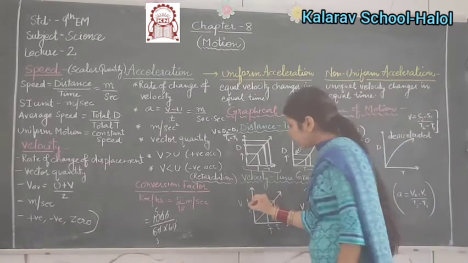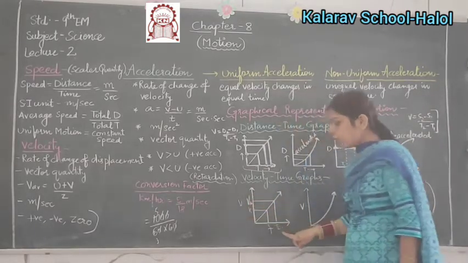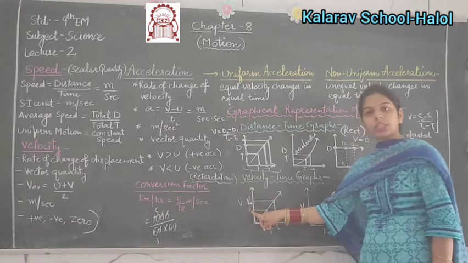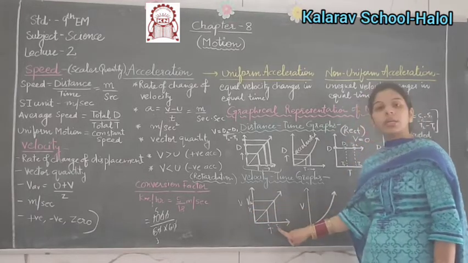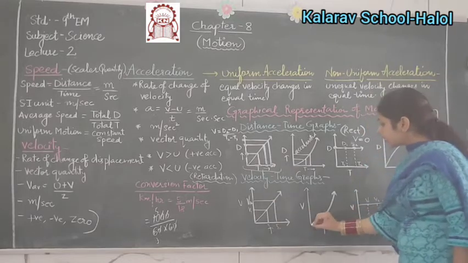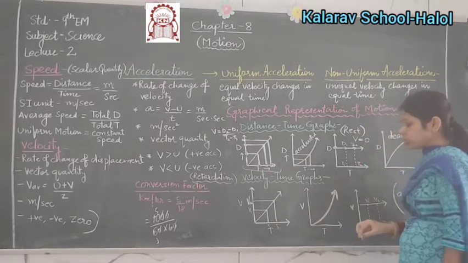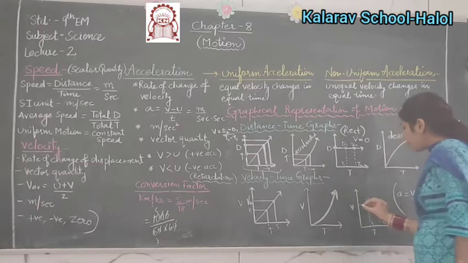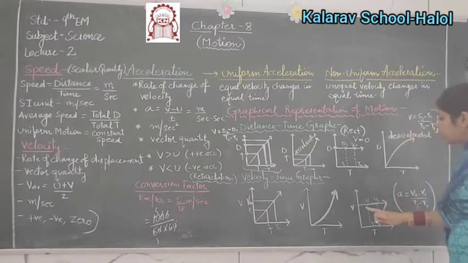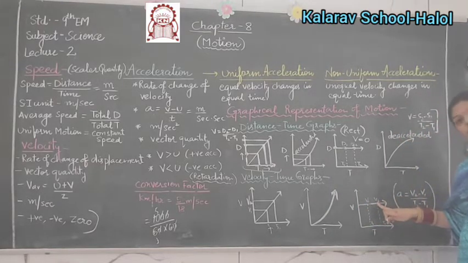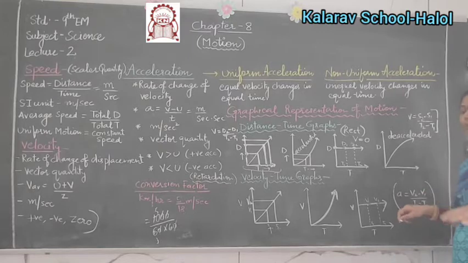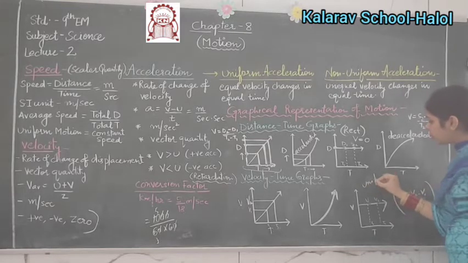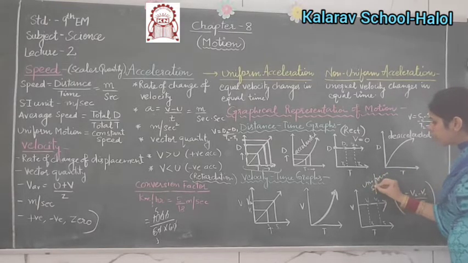In the velocity time graph, it is for uniform motion as equal velocity changes in equal intervals of time. Here there is an increase in velocity, so it is accelerated. But here velocity remains the same. It is for the object moving with the same speed or uniform speed. So the object is moving with uniform speed.